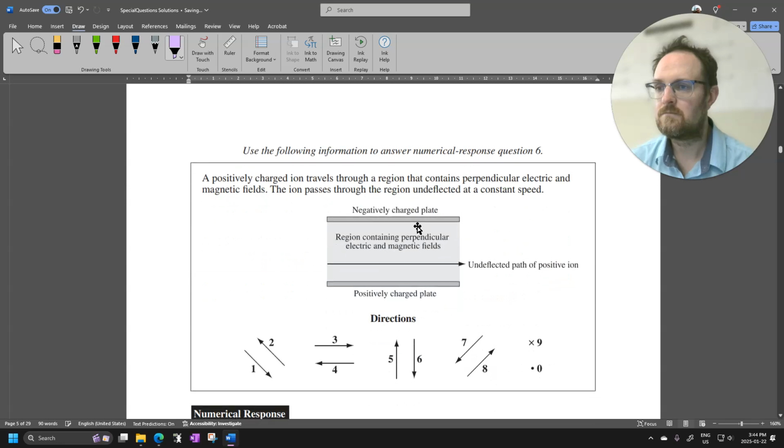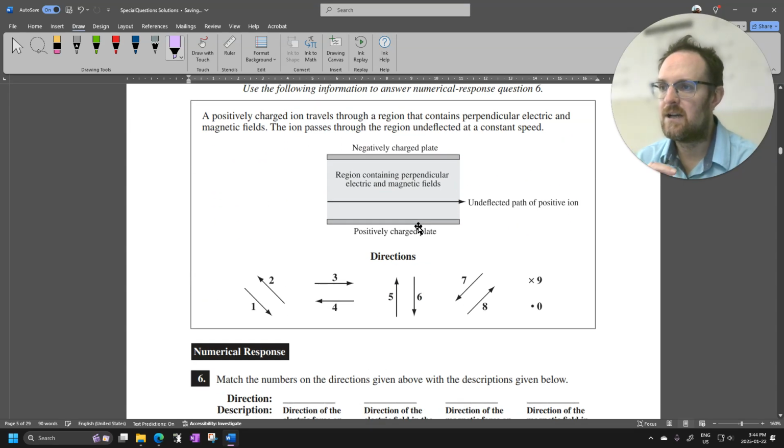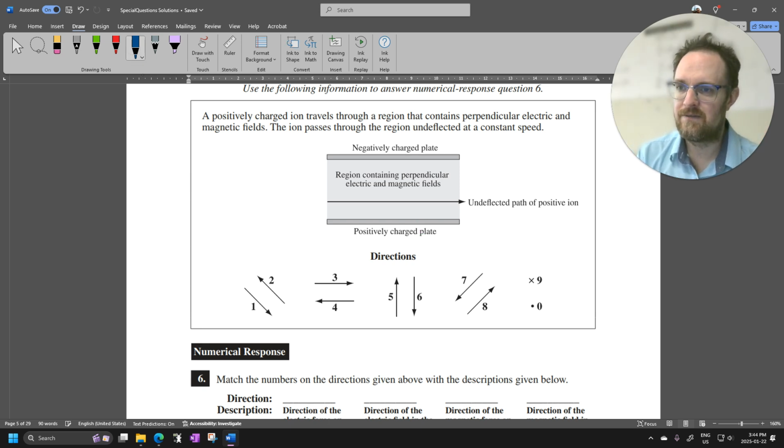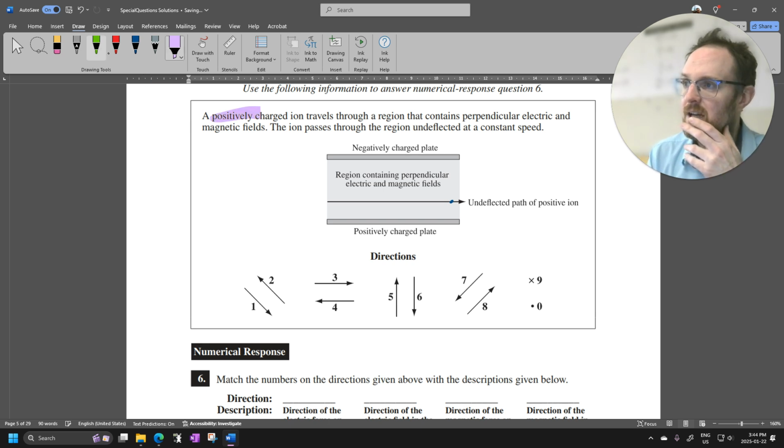Cool. Okay. Positive charged ions are traveling through the region in a perpendicular electric and magnetic field. So there's two fields there. And it's going undeflected. All right, that's easy enough. Now we know it's going undeflected because there must be two forces. So this is a positively charged ion. So it's coming in as positively charged.